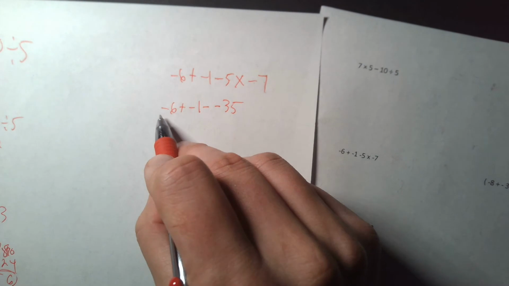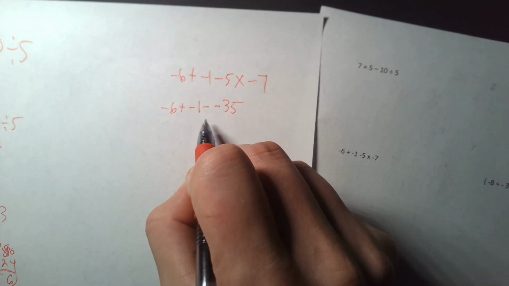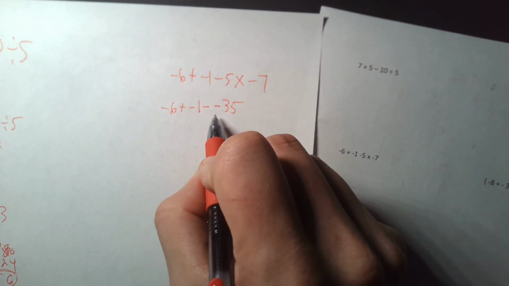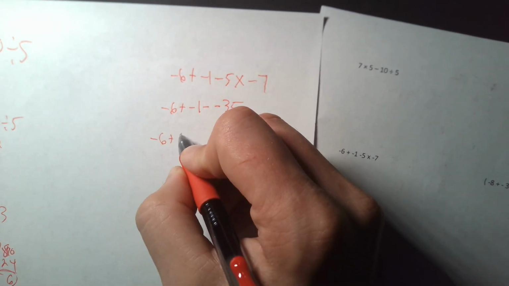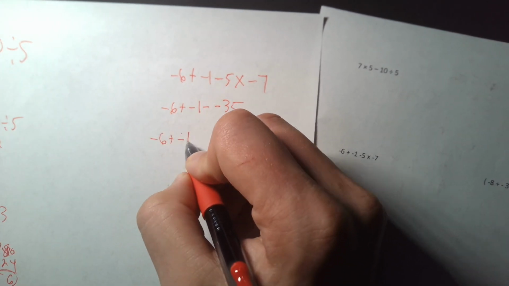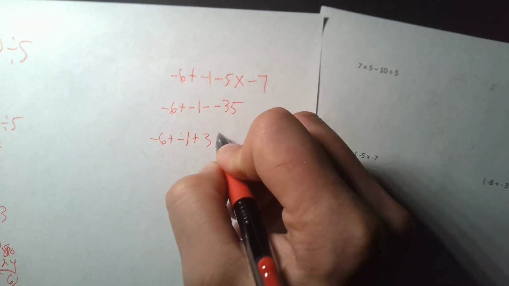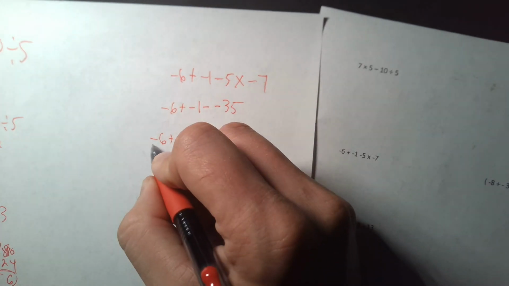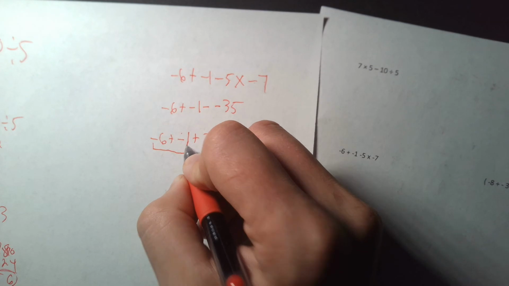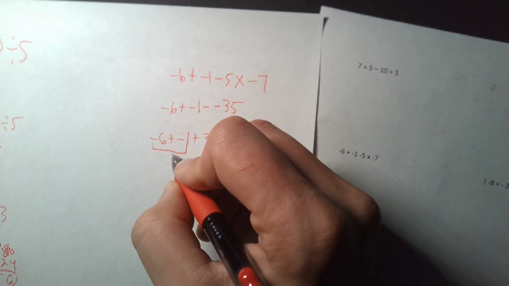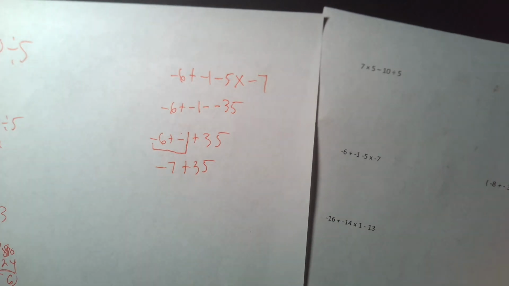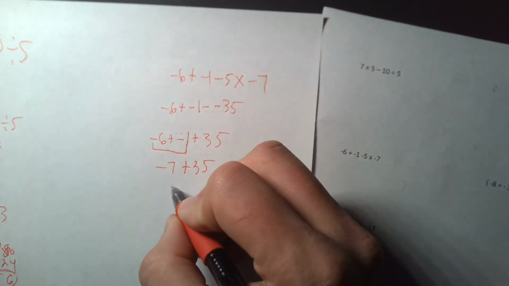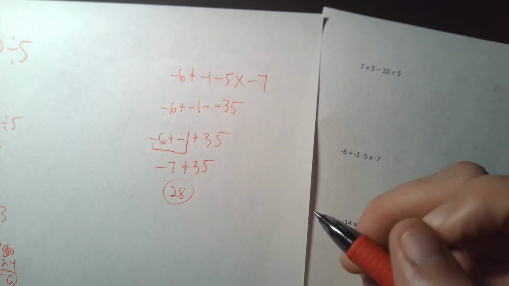Right, now I have all minuses and pluses, so I can add or subtract left to right. And I know this double minus sign turns into a positive. The opposite of addition is subtraction. So we have negative 6 plus negative 1 plus 35. Negative 6 plus negative 1, we're adding 2 negatives, so it'll be a bigger negative. Negative 7 plus 35, and that's normal subtraction. 35 minus 7 is a positive 28.